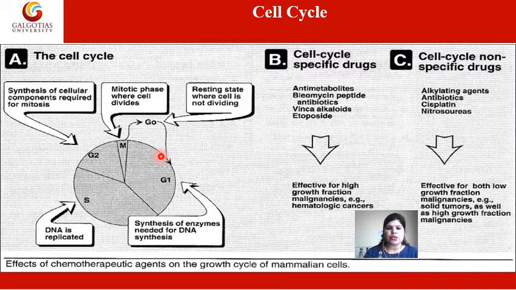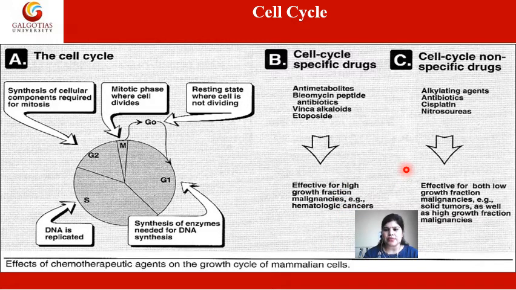The treatment of cancer is basically based on this cell cycle. There are two categories, cell cycle specific drugs and cell cycle non-specific drugs. Under the category of cell cycle specific drugs, the drugs which act on a specific phase are the antimetabolites, bleomycin, antibiotics, vinca alkaloids, and etoposide. These are effective for high growth fraction malignancies, for example, hematological cancer or blood cancer.